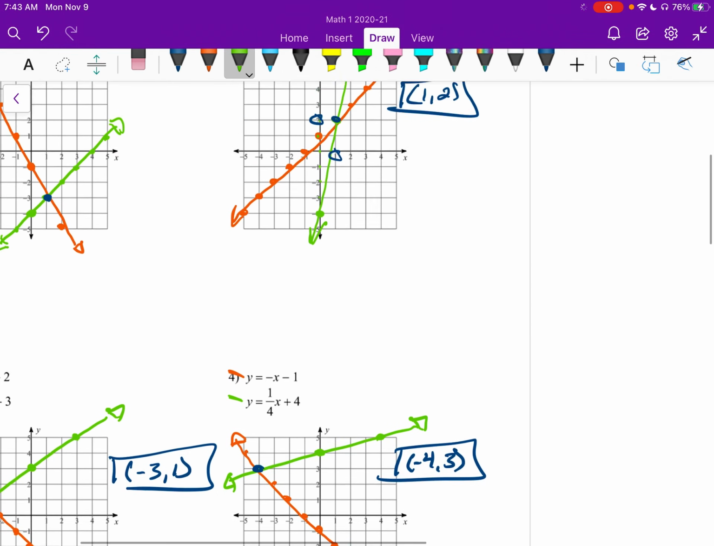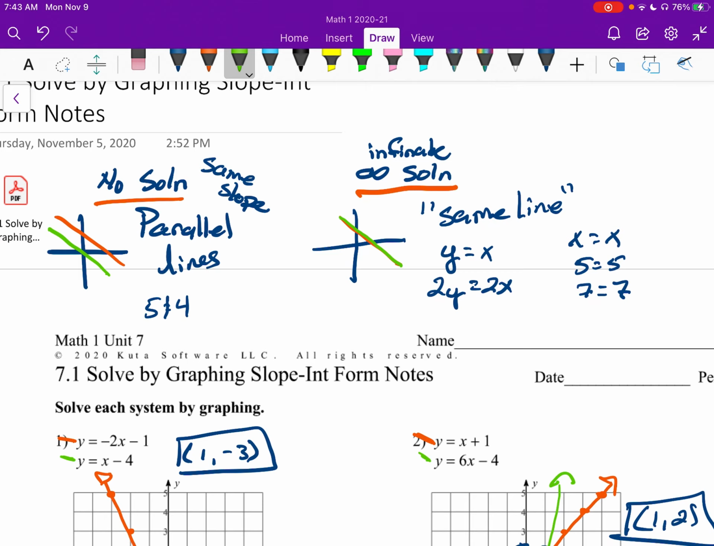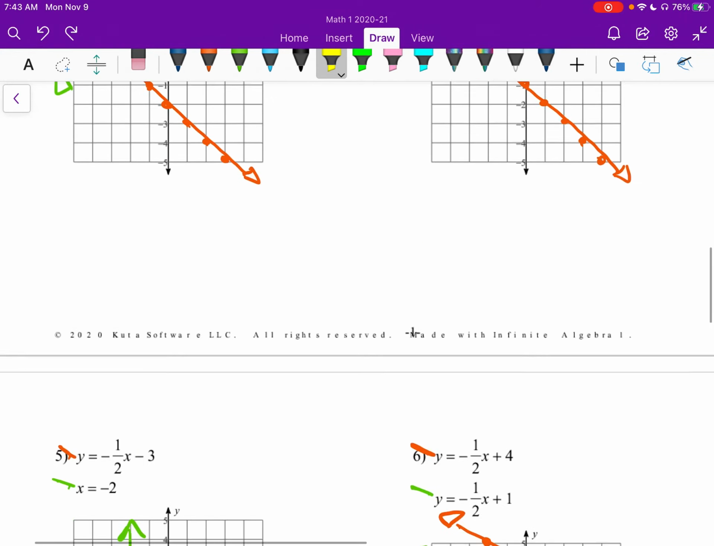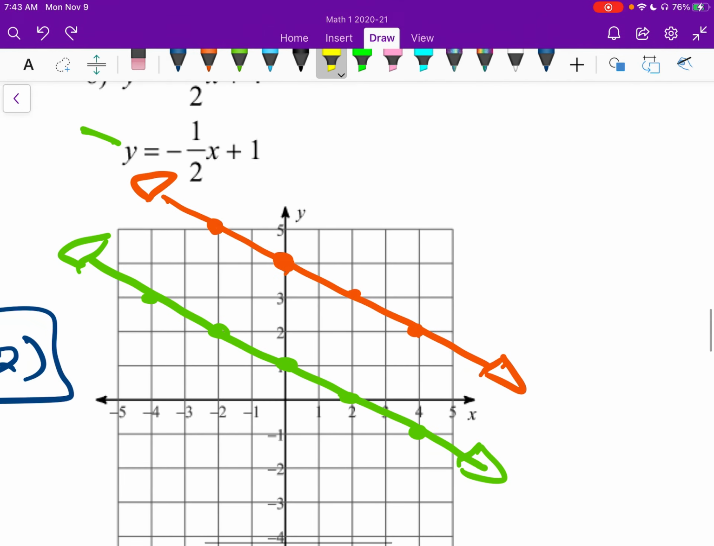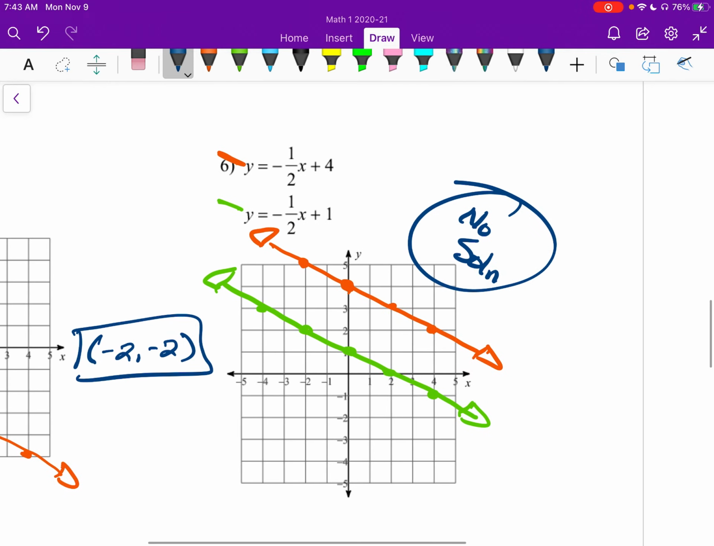So let's look back up at the top. What happens if we have parallel lines? They don't touch. No solution. So our answer is just going to be no solution, right? This one you can really see right at the beginning. Once you see that they have parallel slopes, you say no solution, right?